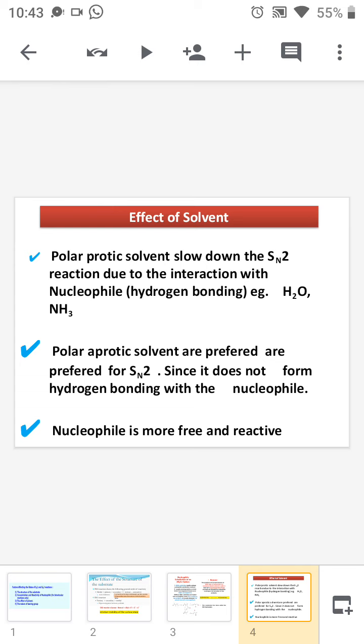Whereas in the SN1 reaction, we know that the reaction depends upon the formation of the carbocation. So the polar protic solvents support the carbocation stability. So that's why in SN1 reaction, polar protic solvent is the more favored solvent.